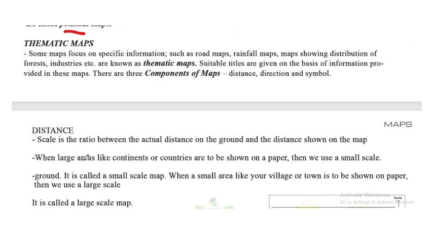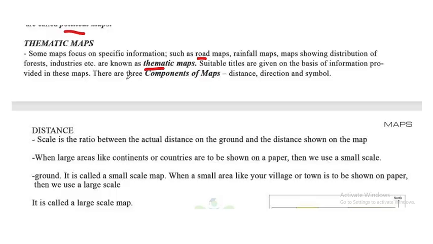Now the third one is thematic maps. Some maps focus on specific information such as road maps, rainfall maps, maps showing distribution of forests, industries, etc. are known as thematic maps. So what are thematic maps? These maps focus on some specific information like roads, rainfall, distribution of forests, industries, etc. Suitable titles are given on the basis of the information provided in these maps.